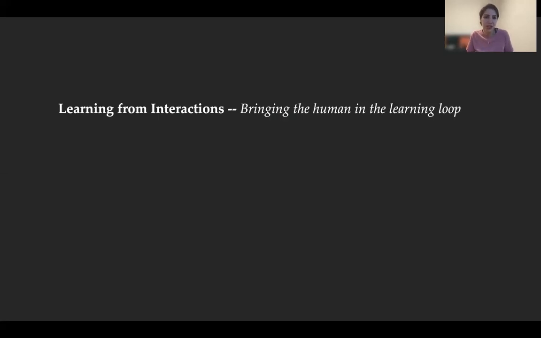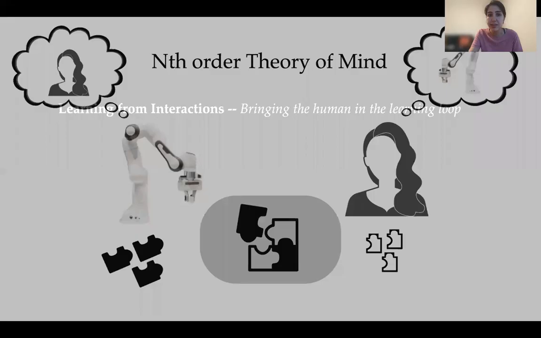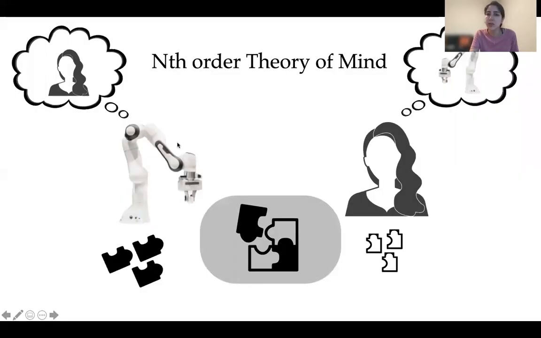All right, so let's summarize what we've talked about so far. We've been talking about this idea of learning from interactions, so bringing the human into the learning loop. And we've talked about many different sources of data that exist and how we can be active about it, how we can intelligently collect data, and specifically how we can learn from physical corrections, physical interactions that humans provide to better learn models of humans, to better learn human preferences. And that kind of gives us this side of the equation.